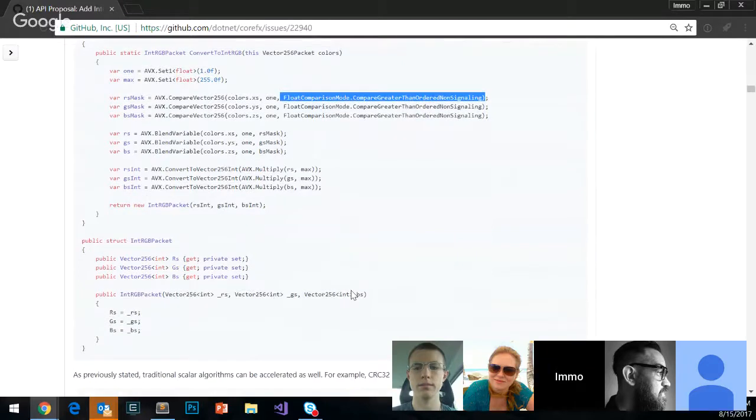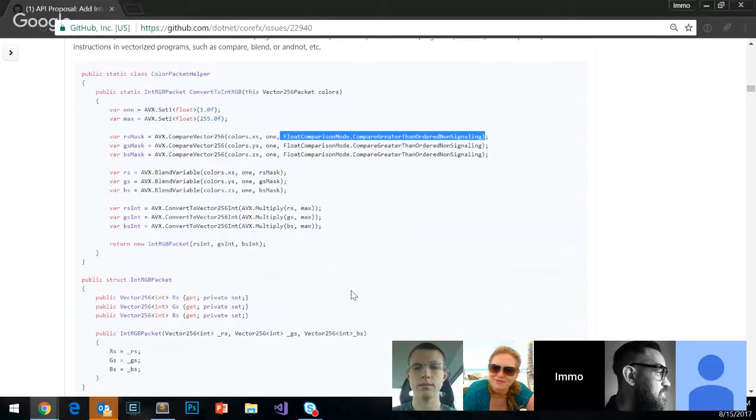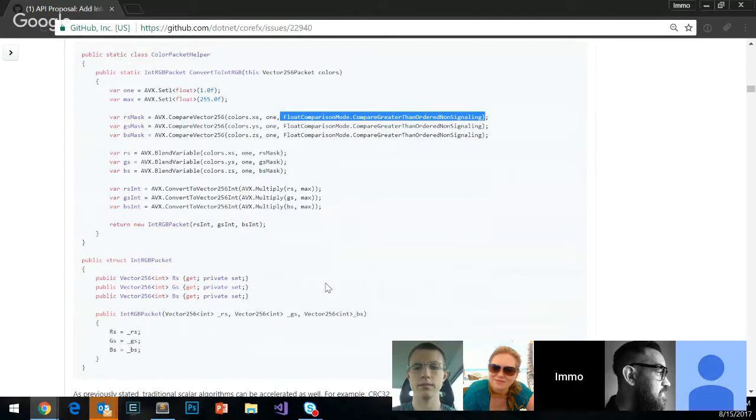And in C# you can make it somewhat simpler by using static on AVX and float comparison mode, and then you can get rid of the class and enum prefix there if you wanted to. Right. You can actually set using an enum. I didn't know that. Class is new. That makes sense, I guess. Yeah, pretty cool.